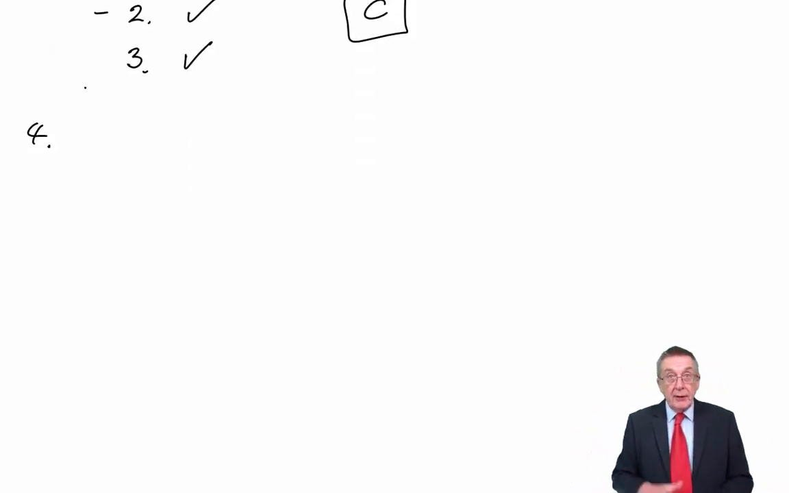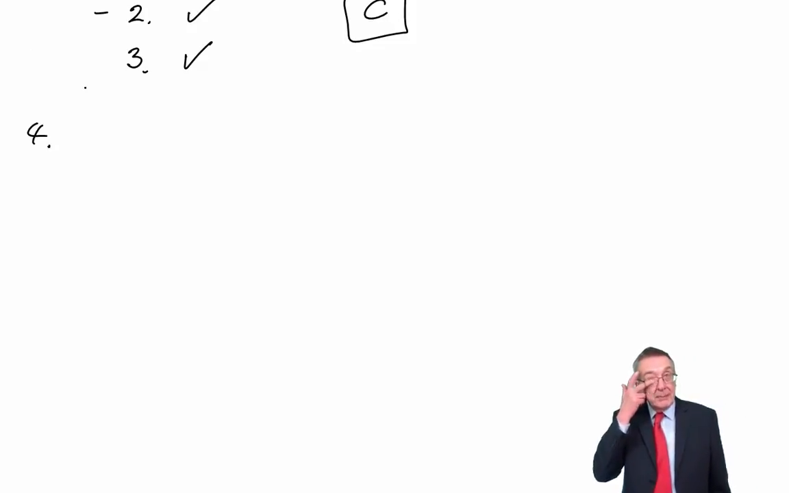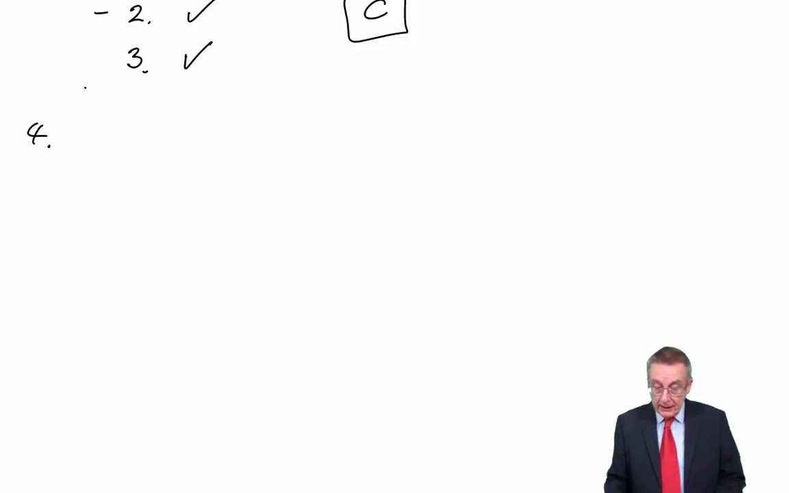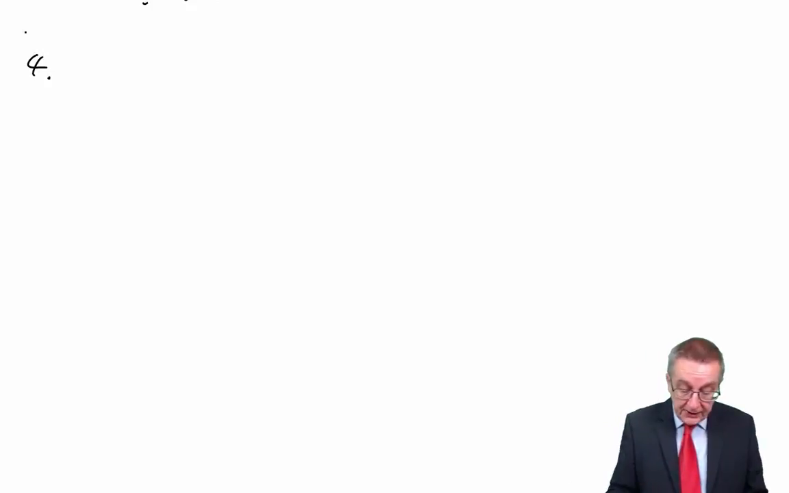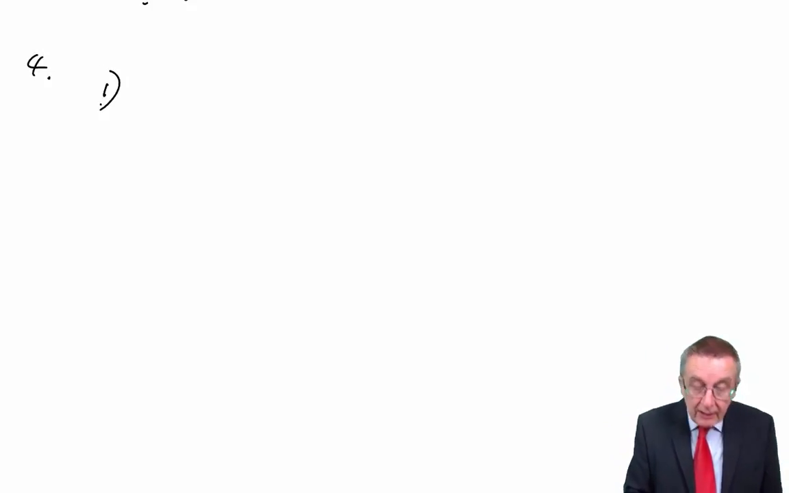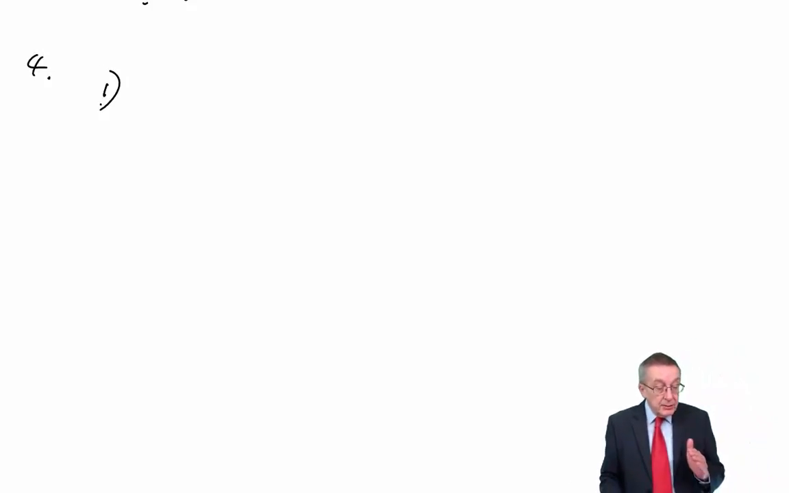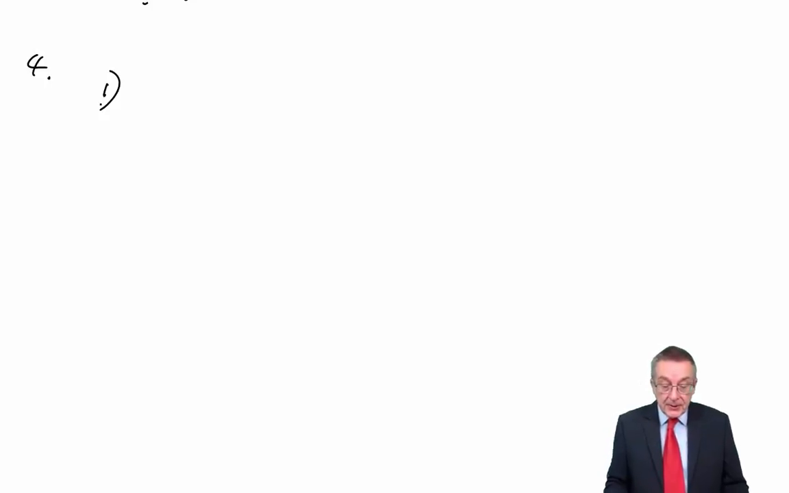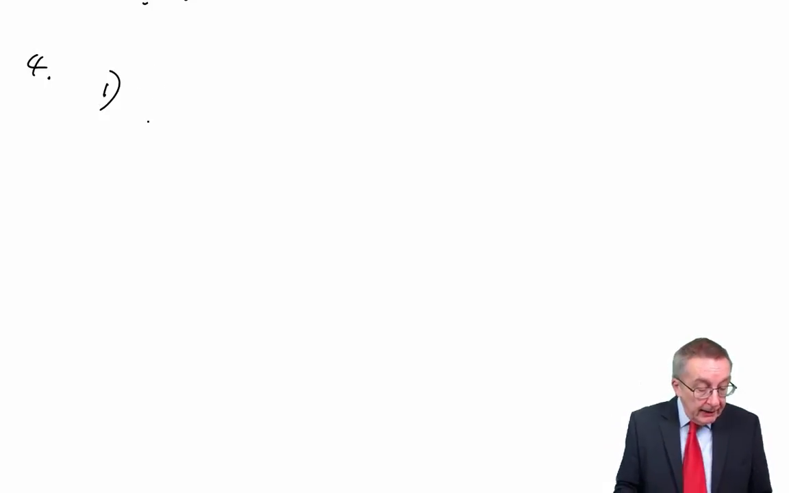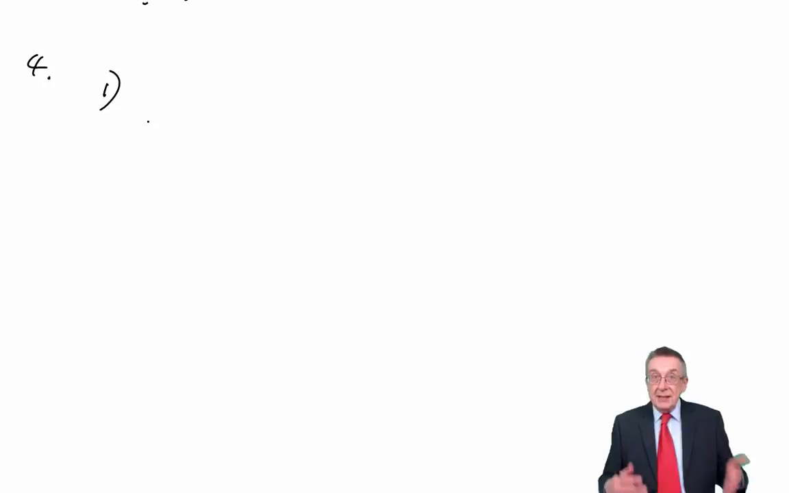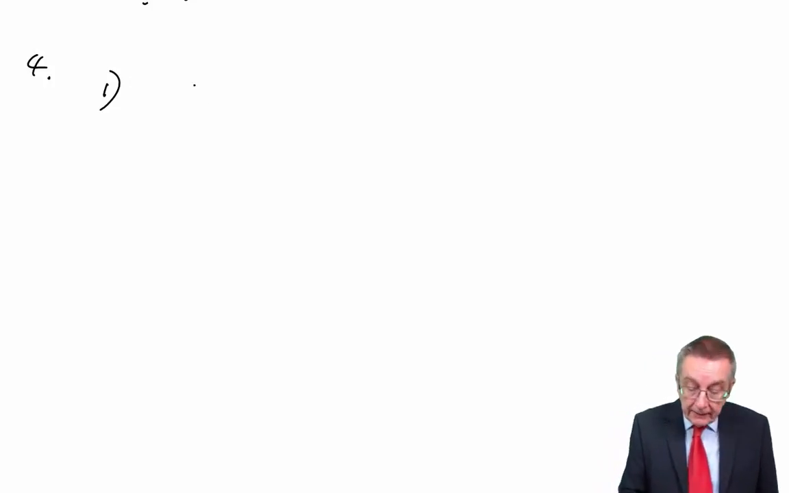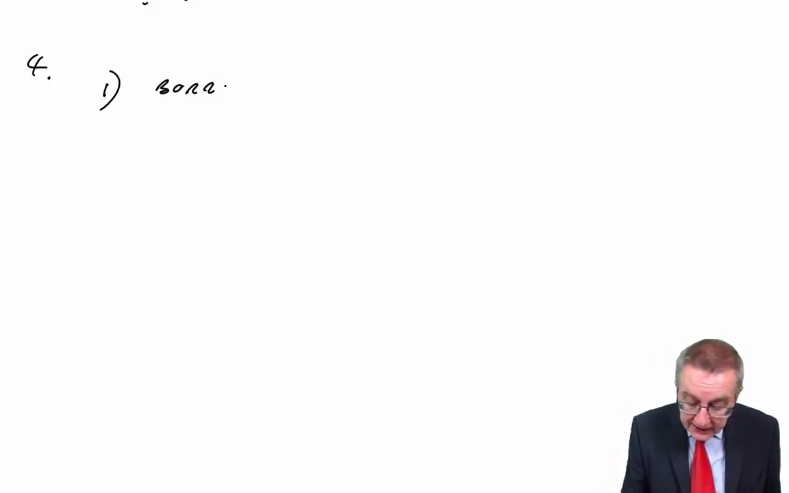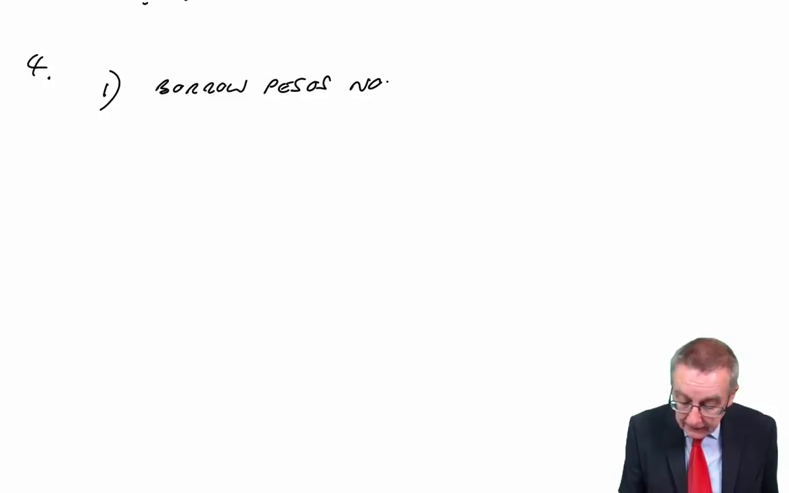Well, I'm not going to give a whole lecture on money market hedging. There's a full lecture on the website. But let's run through the 3 steps. First of all, since we're going to be receiving pesos, to be able to convert now at the current spot rate, we'll borrow pesos now for 6 months.